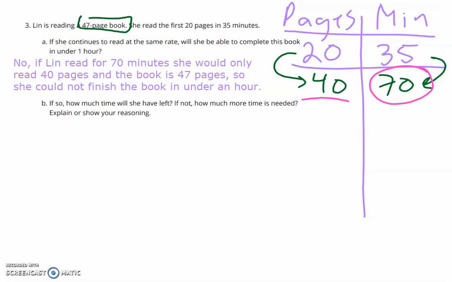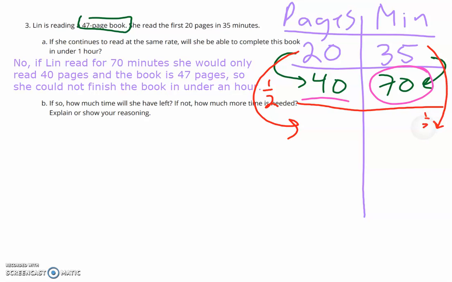We are trying to figure out how much more time she'll need to finish the book. It's 47 pages, and she read 40 pages in 70 minutes. We're trying to figure out how long would it take her to read 47 pages. So we need to know how much longer it would take her to read 7 pages. I'm going to go from here and get half.